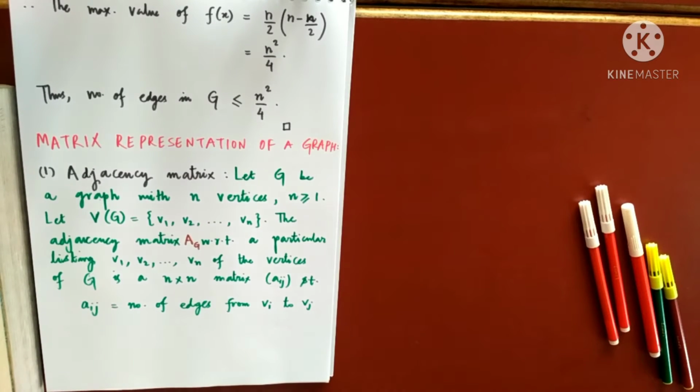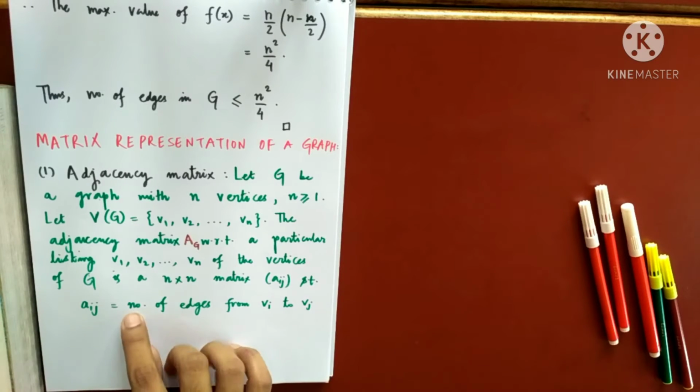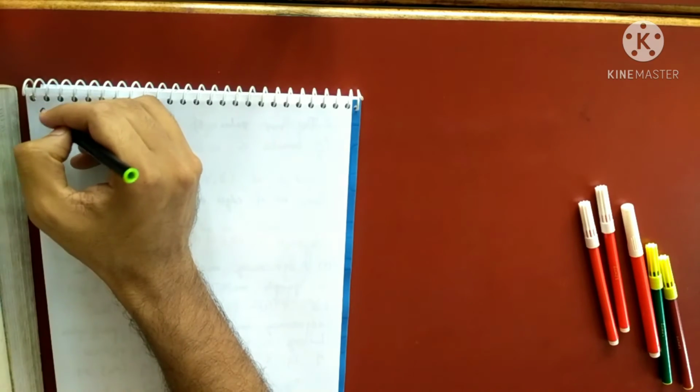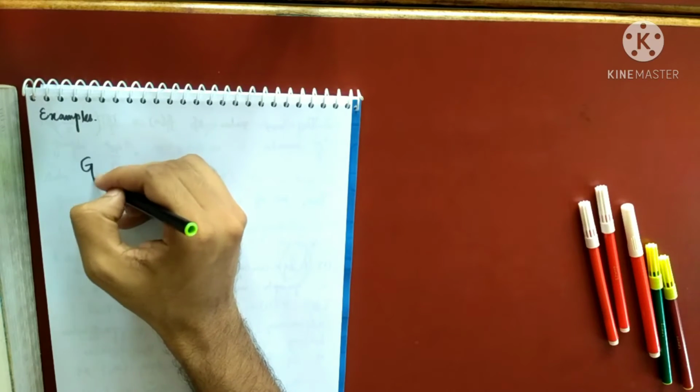A few things are very obvious. The elements a_ij of the matrix can never be negative, because I am talking about the number of edges, which is definitely either 0 or more than 0. So this matrix is a matrix over the set of non-negative integers. No entry can be negative. That is very obvious from the definition itself. All these things you may write as a note. So let's see some examples. Suppose I have this graph G.